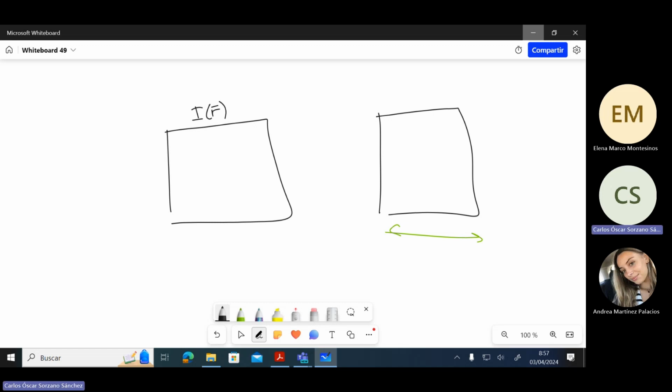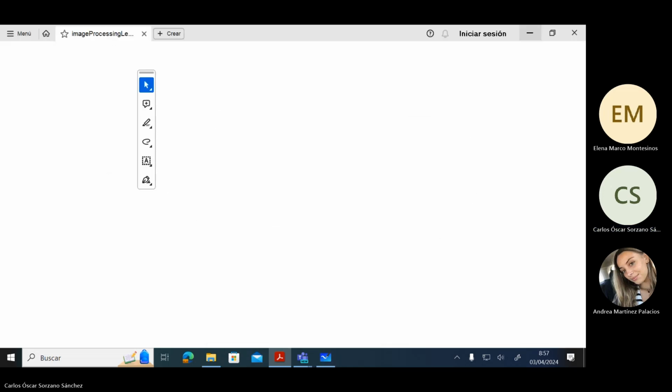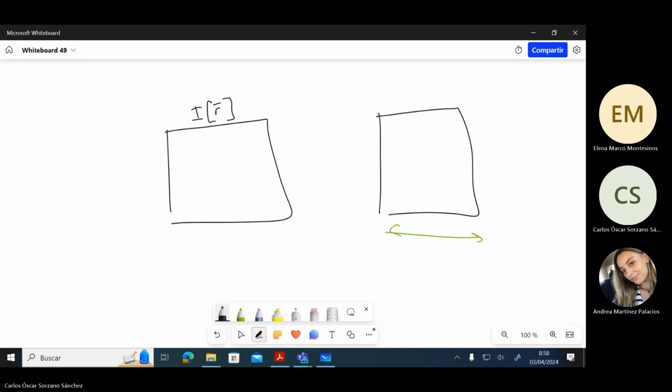And then let's make this, it's not continuous, it is just discrete. This was about scale. Okay, so we have an image that is defined in this grid.